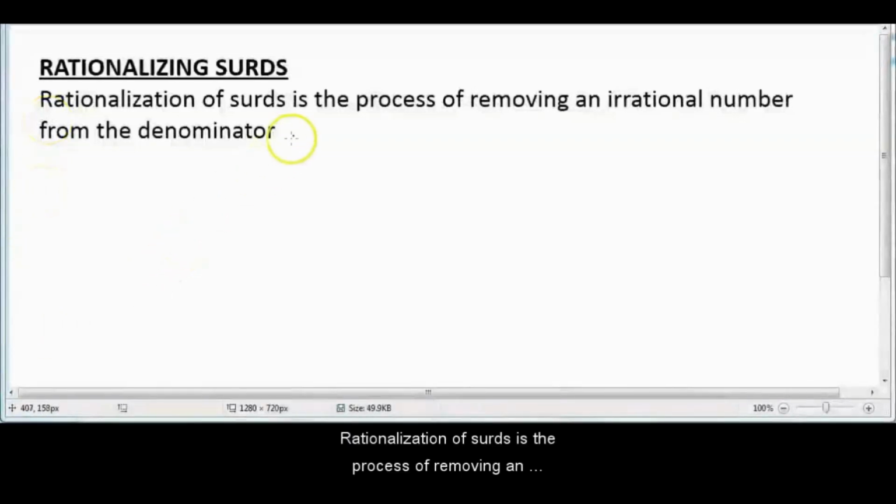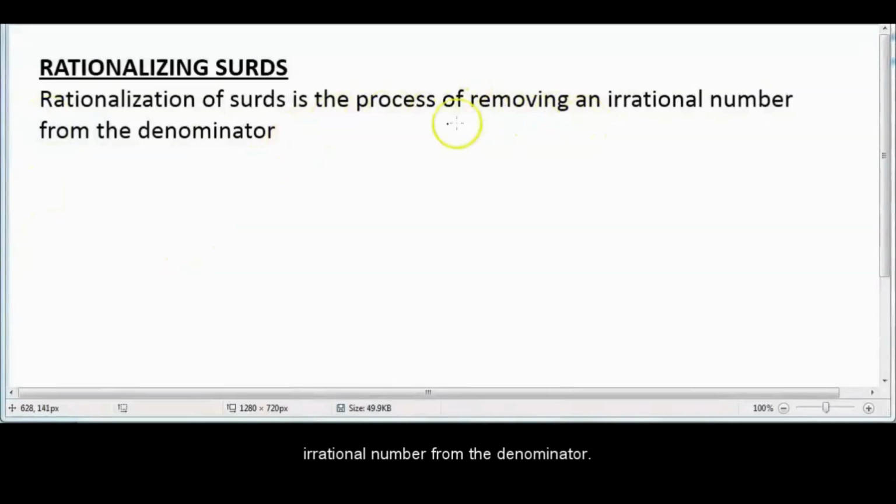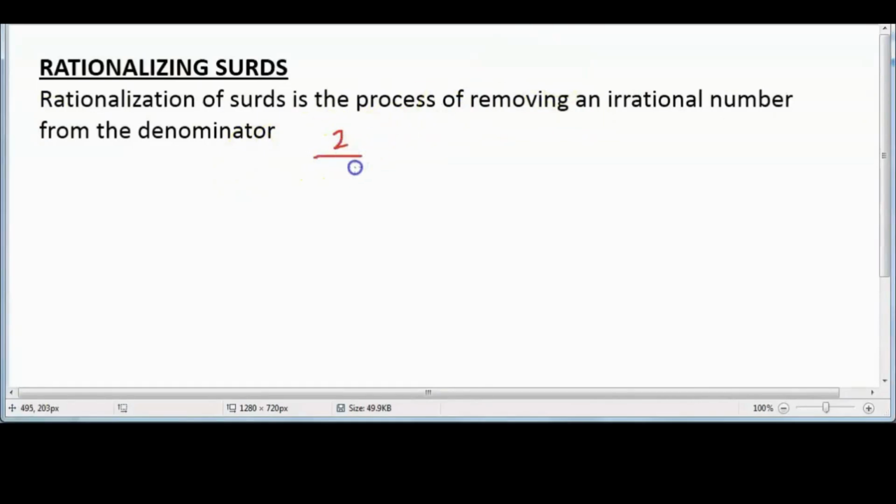Rationalization of surds is the process of removing an irrational number from the denominator. If we have a surd, say 2 over root 3, it is necessary to remove the irrational number from the denominator, which is root 3. A surd such as root 3 over 2 cannot be simplified.